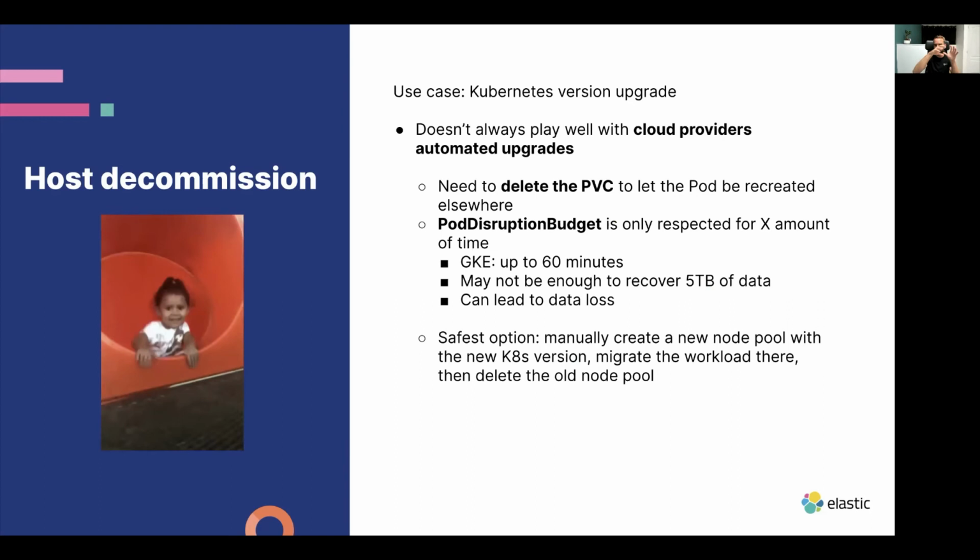That's very dangerous. So what you should do instead, and the safest option, would be to manually create a new node pool with the new Kubernetes version and make sure that you migrate your workload there, right? So you trigger data migration, like change the affinity rules for the new pods to live on that new node pool. And then finally, since there should be no pod anymore on the old node pool, you would delete the old node pool, right? But that's much more custom. And really, when you use local volumes with a lot of data, chances are those automated Kubernetes cluster upgrades from cloud providers won't be good for you.